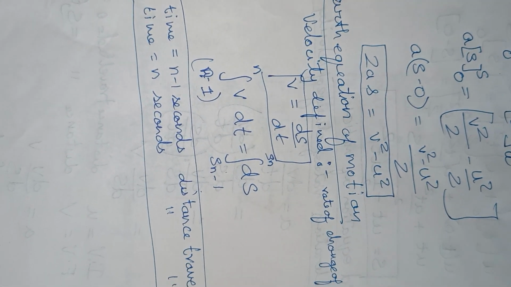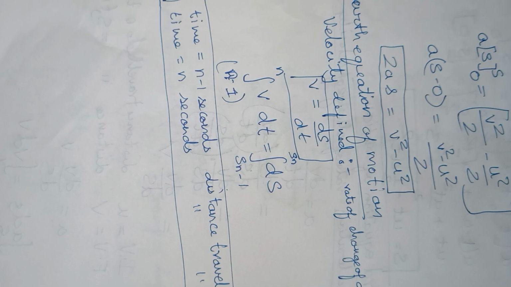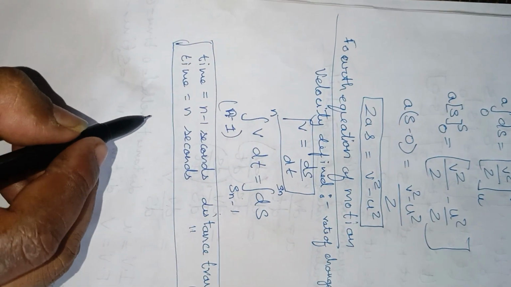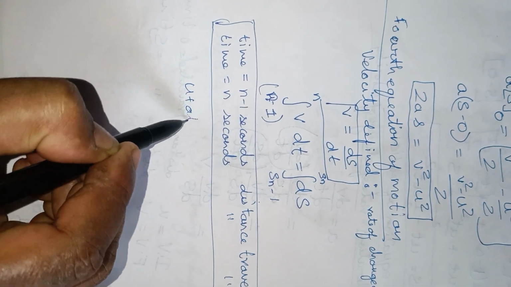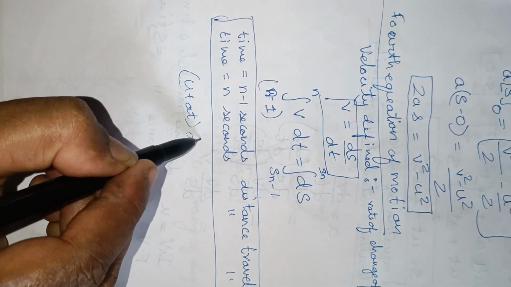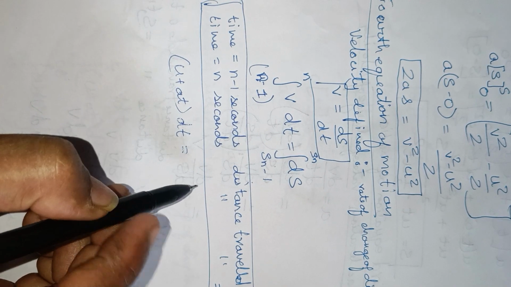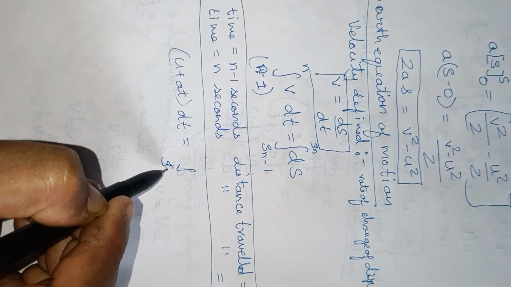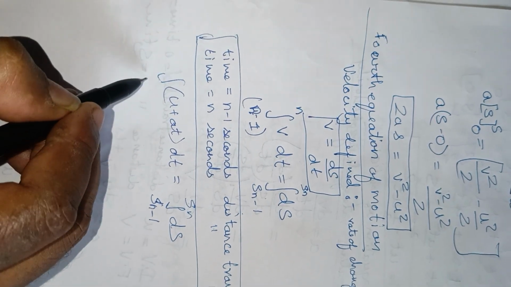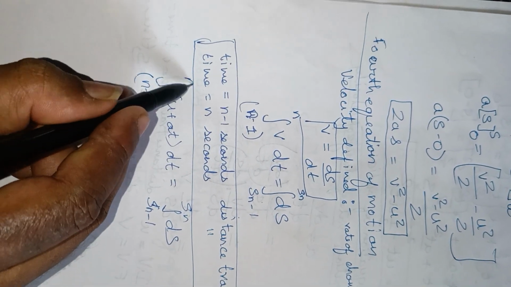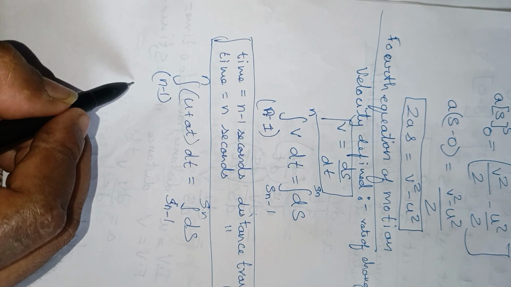Next we are going to implement and derive this equation. Let us start that. Since we know that v dt can be written as u plus at, dt is equal to the integration from s of n minus 1 to s n of ds, under the integration from n minus 1 to n. So now we have to remove the brackets.